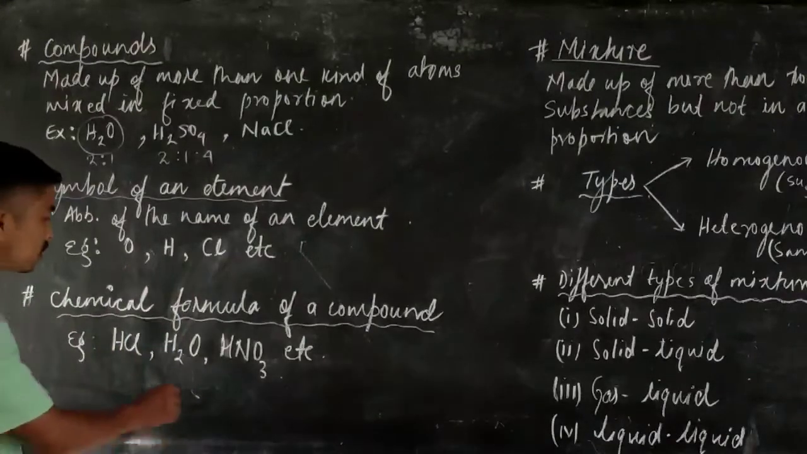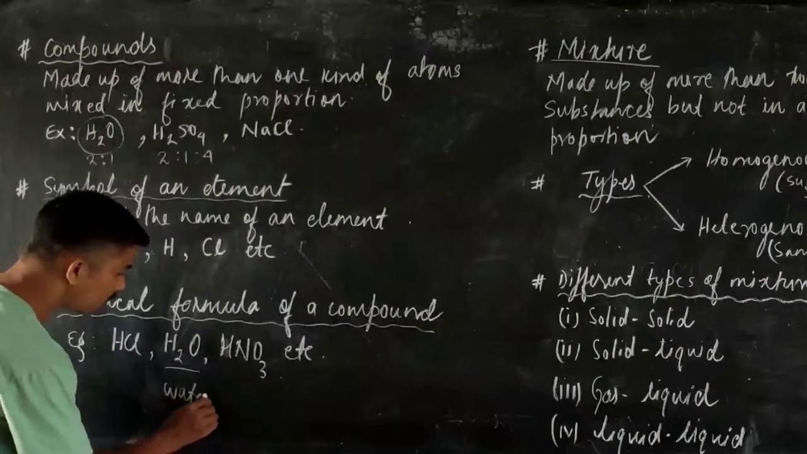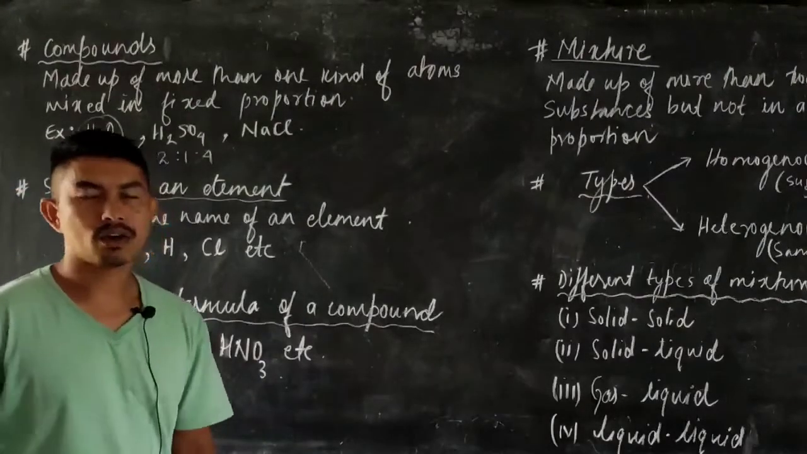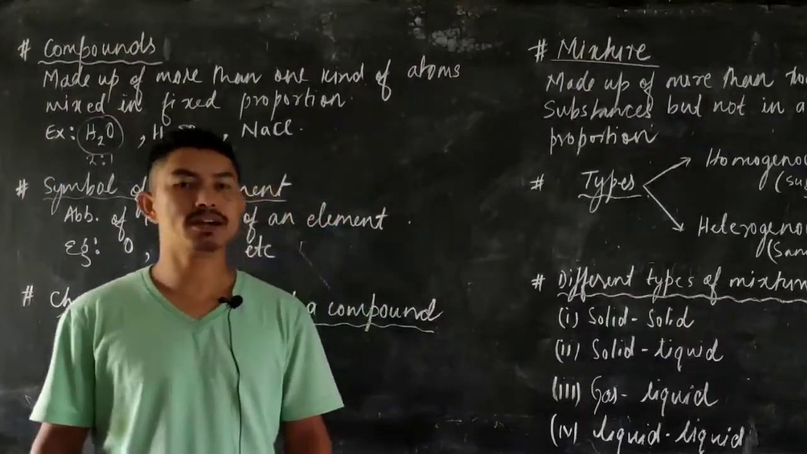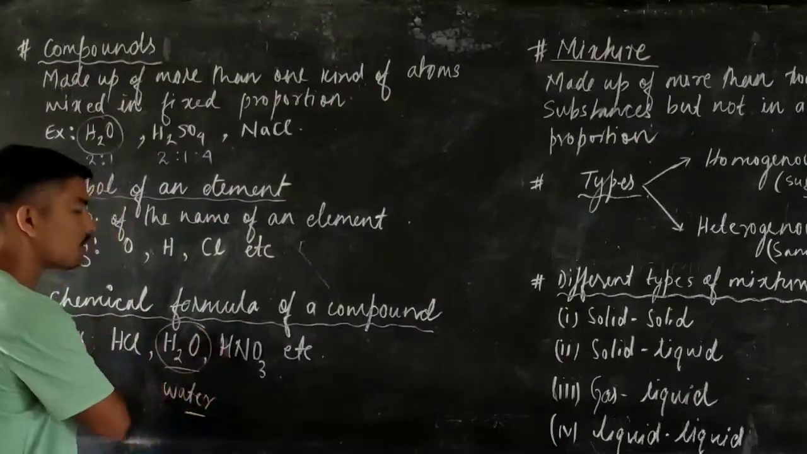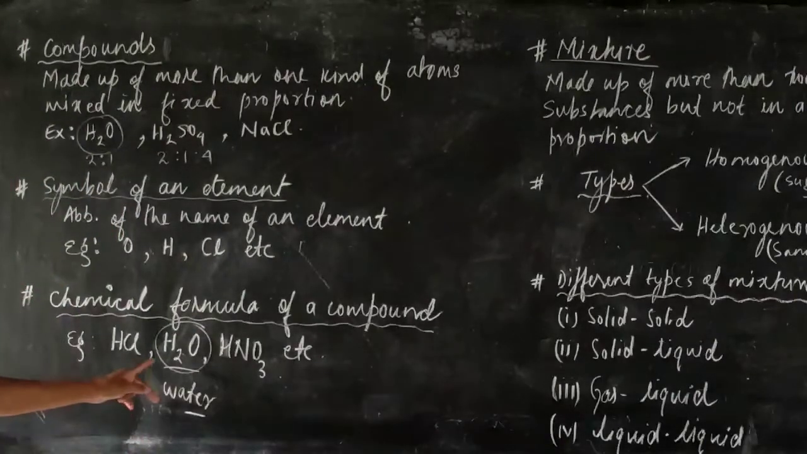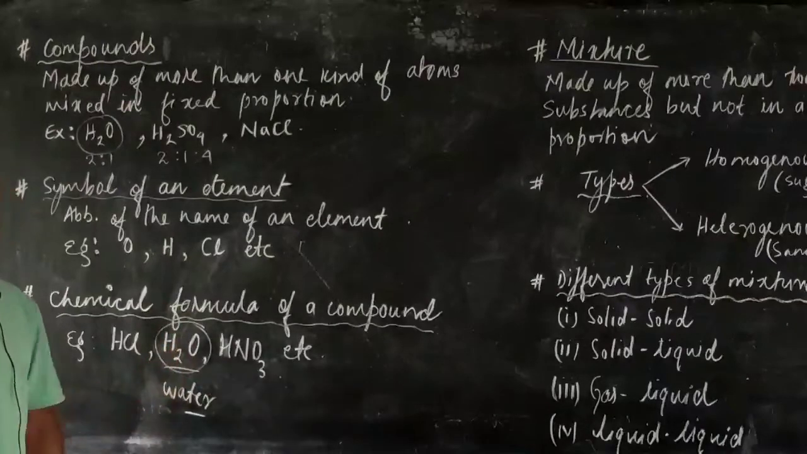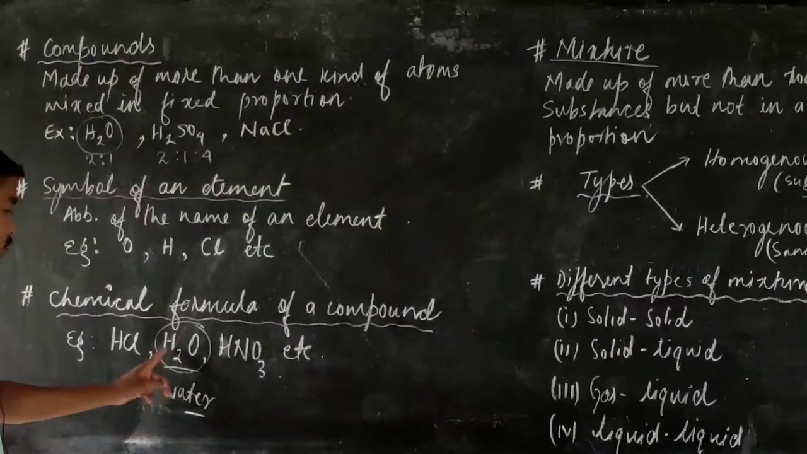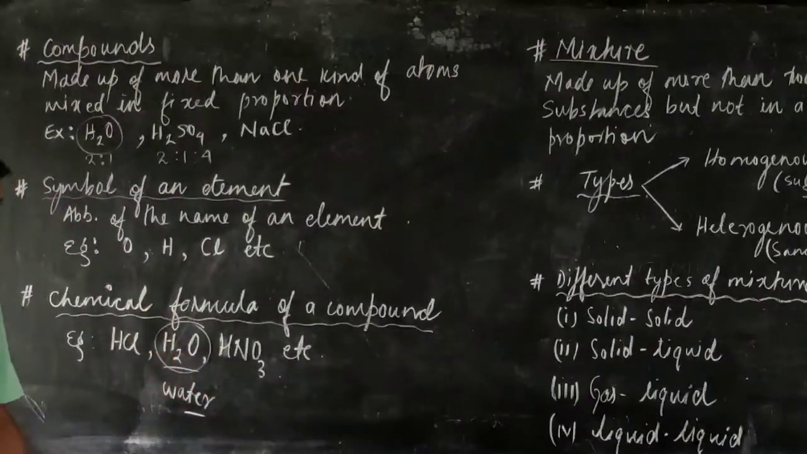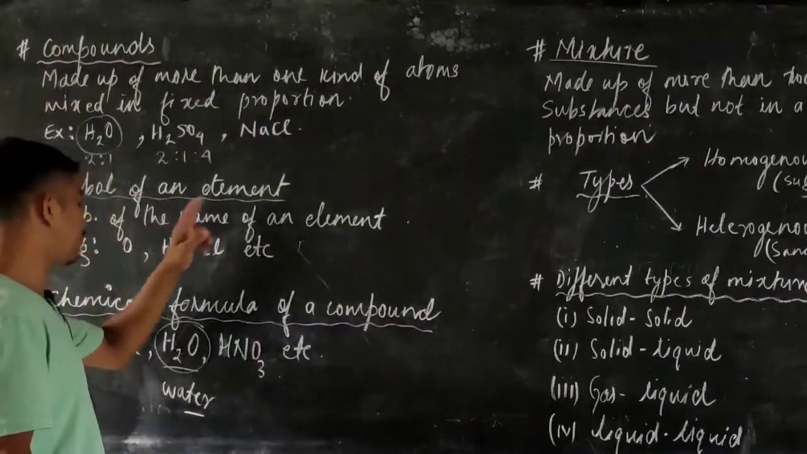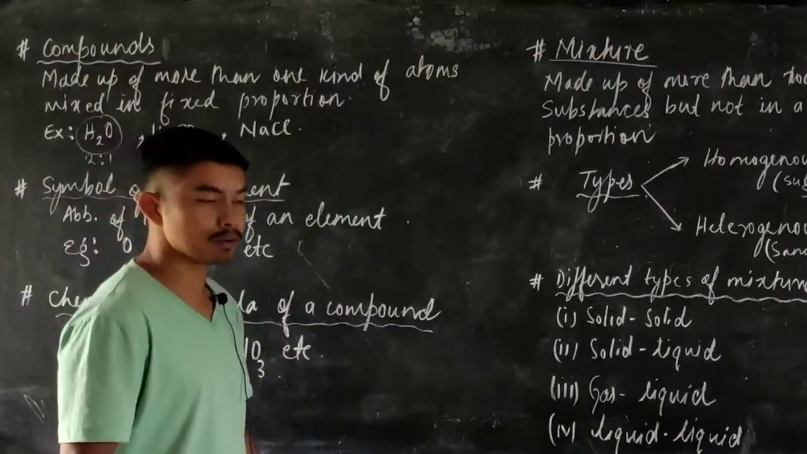For example, water, which we write as W-A-T-E-R. When we want to represent it in terms of the atoms of which it is made up, we write it as H2O. This is the chemical formula of water. It tells us that water consists of hydrogen and oxygen. It also tells us that in one molecule of water there are two atoms of hydrogen and one atom of oxygen, that is, the simplest ratio is 2:1. So that is what is meant by the symbol of an element and the chemical formula of a compound.